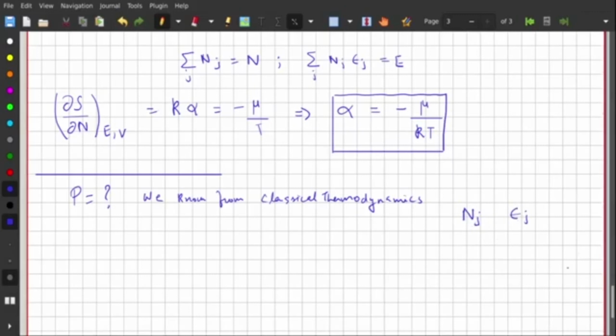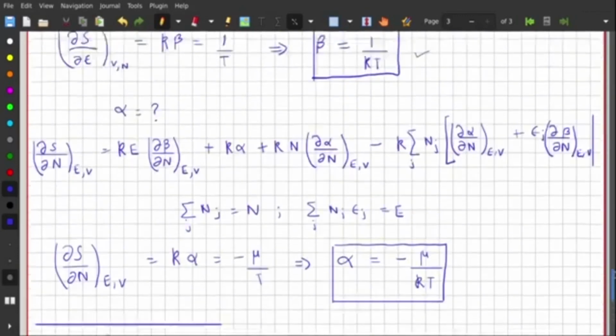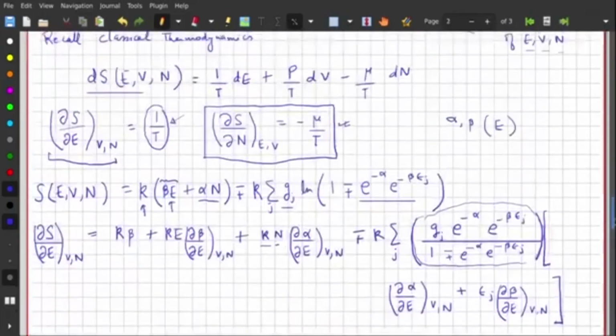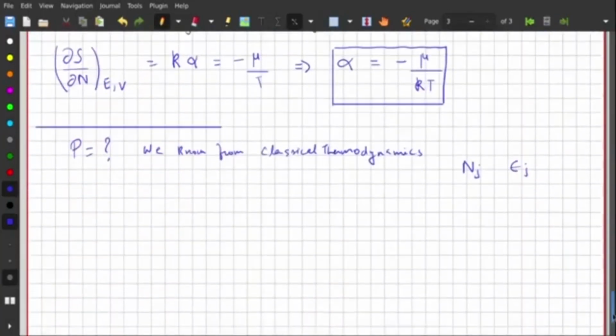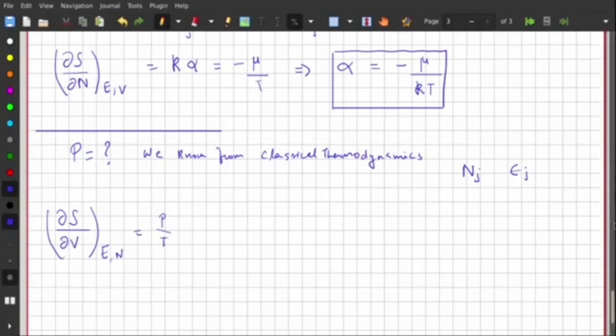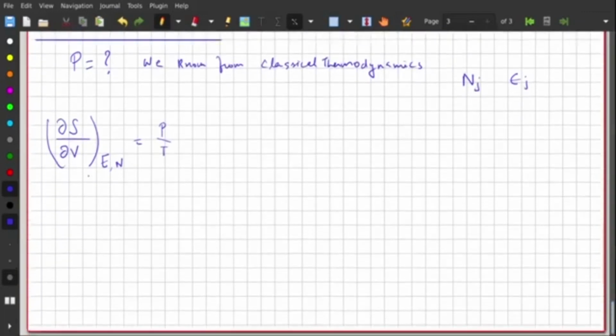Okay, so if you remember the differential for dS, that itself we can define the pressure. You see, the partial of S with respect to V at constant E and N gives us P over T. So we have the partial of the entropy with respect to V at constant E and N equal to P over T. Let's do the same thing: we know the entropy, and now we will differentiate with respect to V. Again, realize that alphas and betas are functions of V.